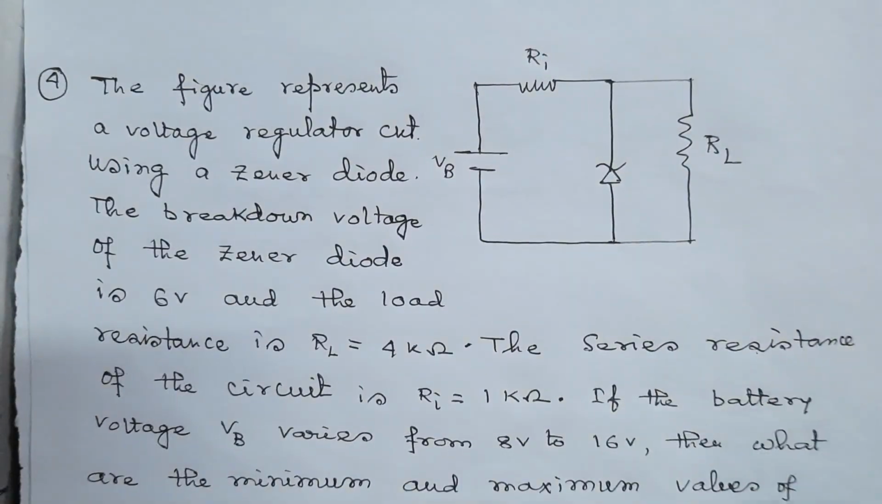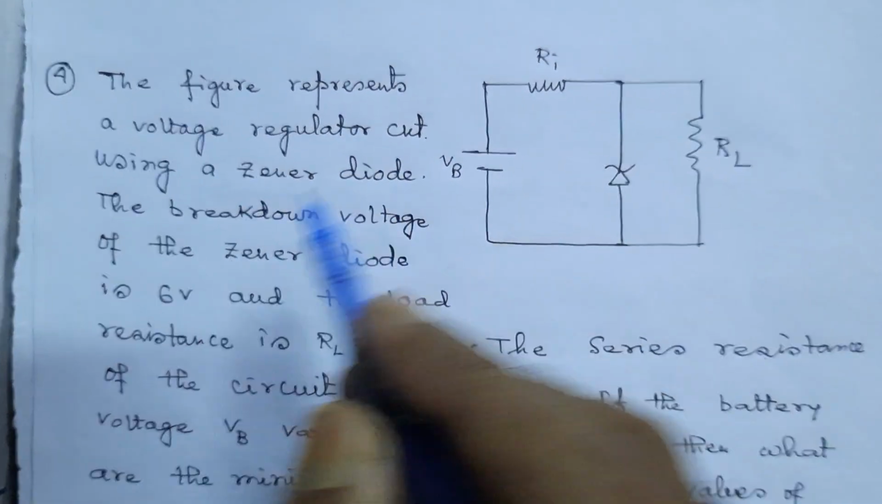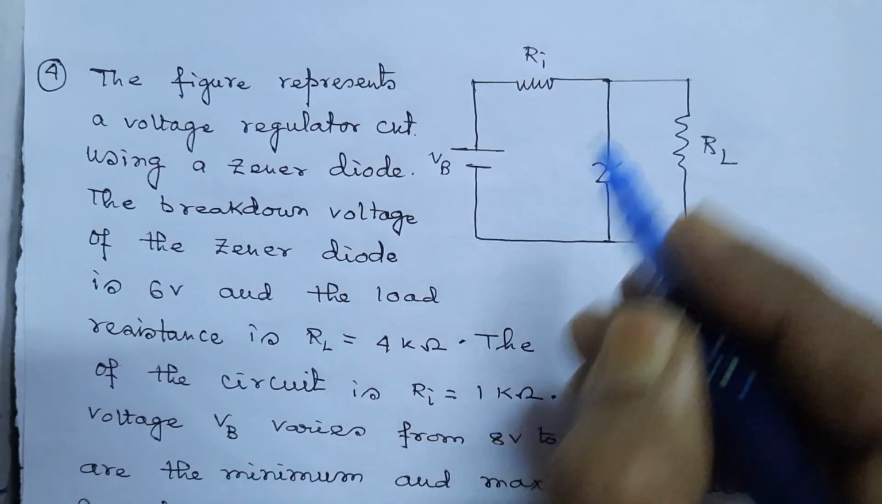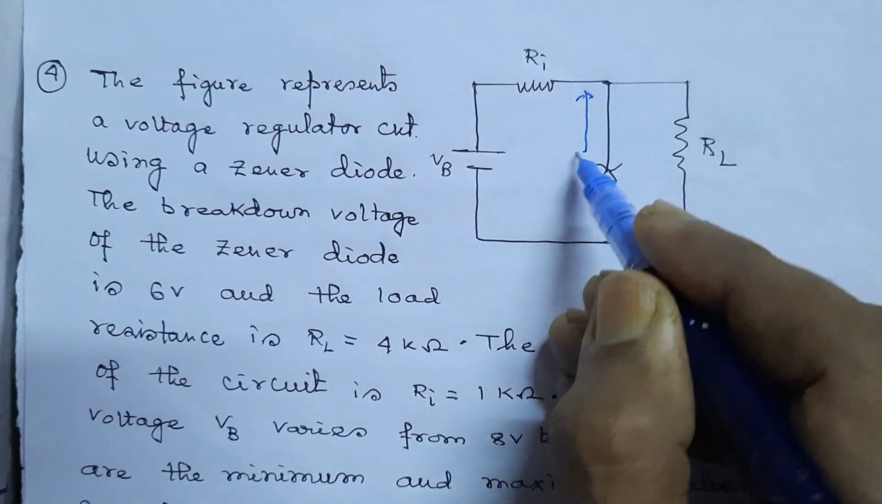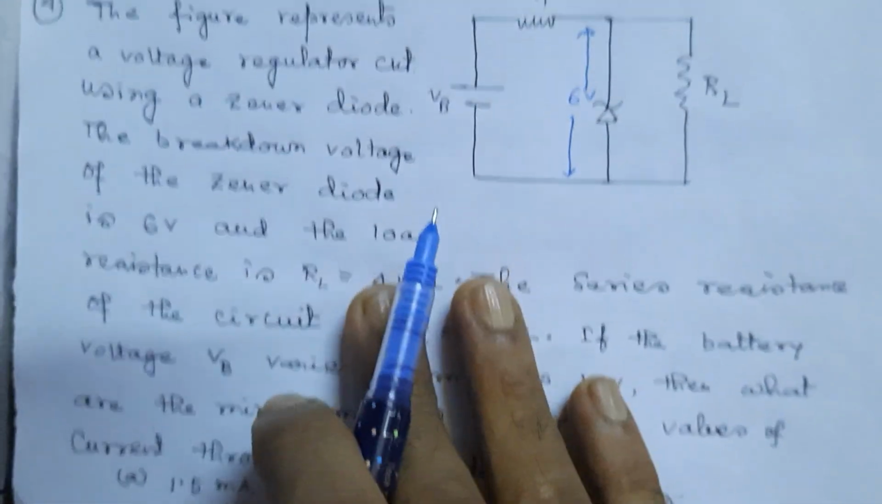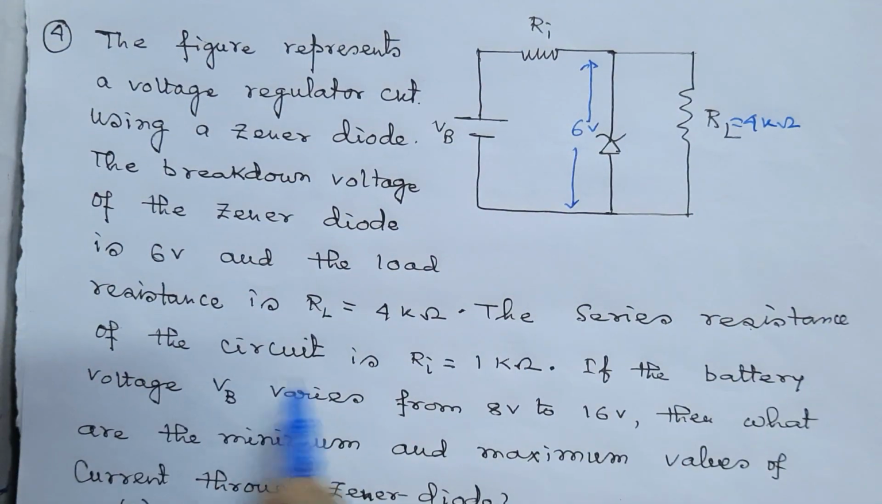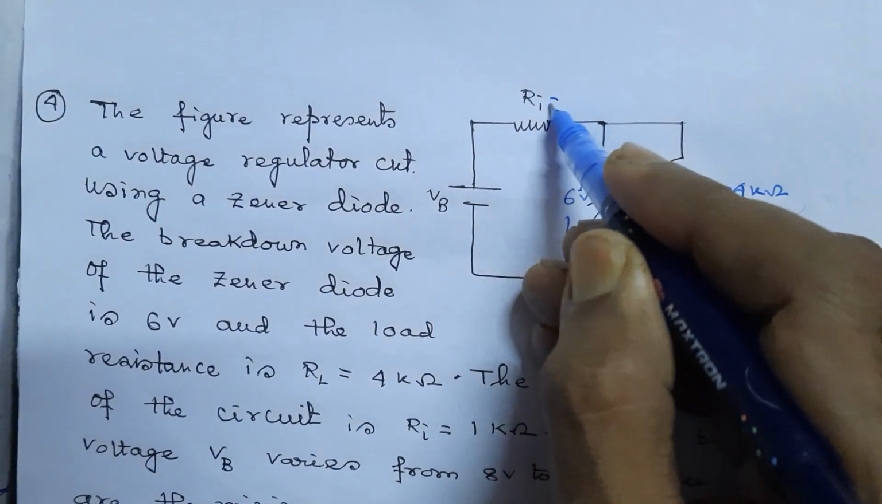Let us see the fourth question. The figure represents a voltage regulator circuit using a Zener diode. The breakdown voltage of the Zener diode is 6 volt. And the load resistance is 4 kilo ohm, RL equals 4 kilo ohm. The series resistance in the circuit, RI, is 1 kilo ohm.